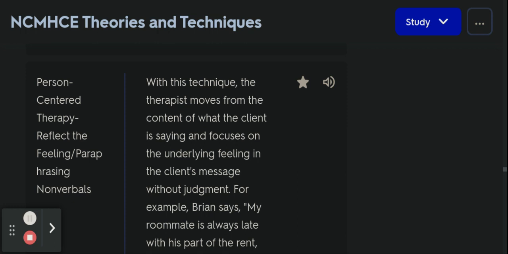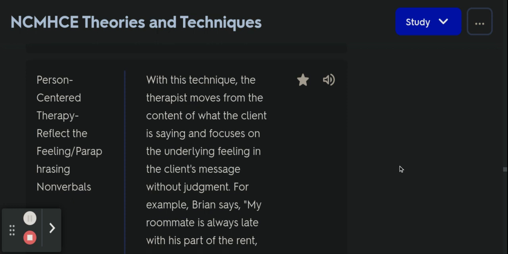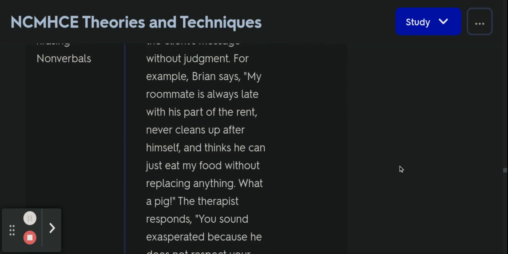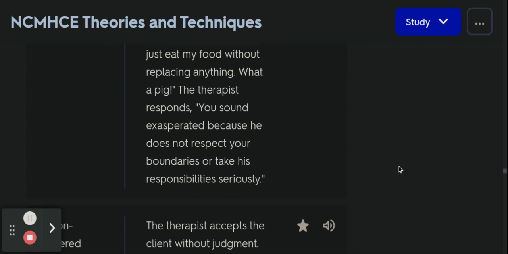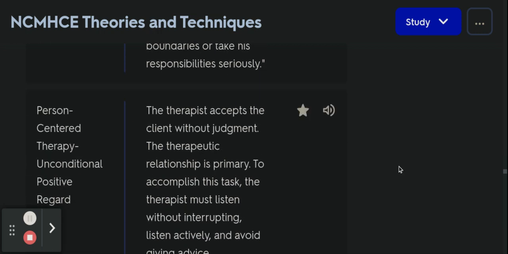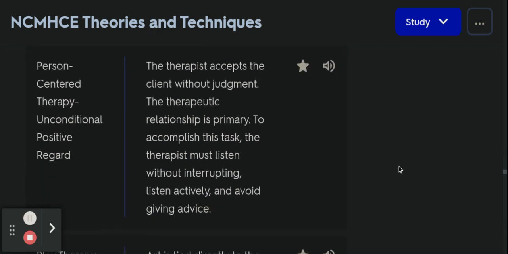For example, Ryan says, "My roommate is always late with his part of the rent. Never thinks of acting himself and thinks he can just be possible without replacing anything. What a pit." The therapist responds, "You sound exasperated because he does not respect your boundaries or take his responsibilities seriously."